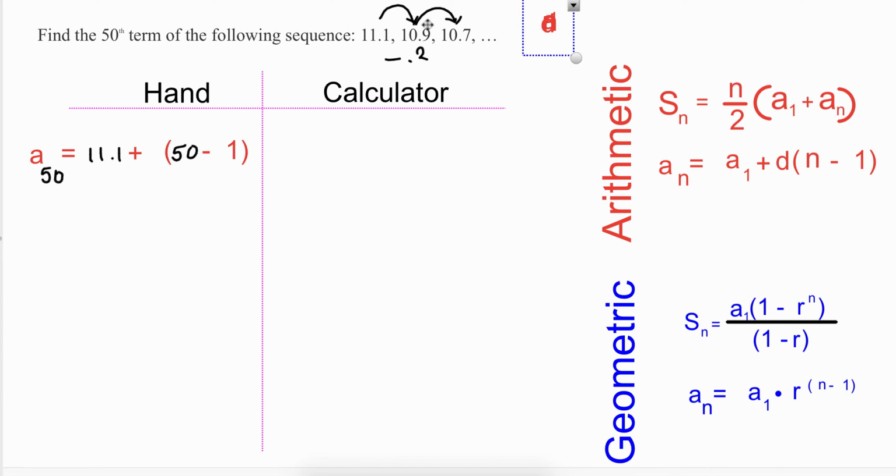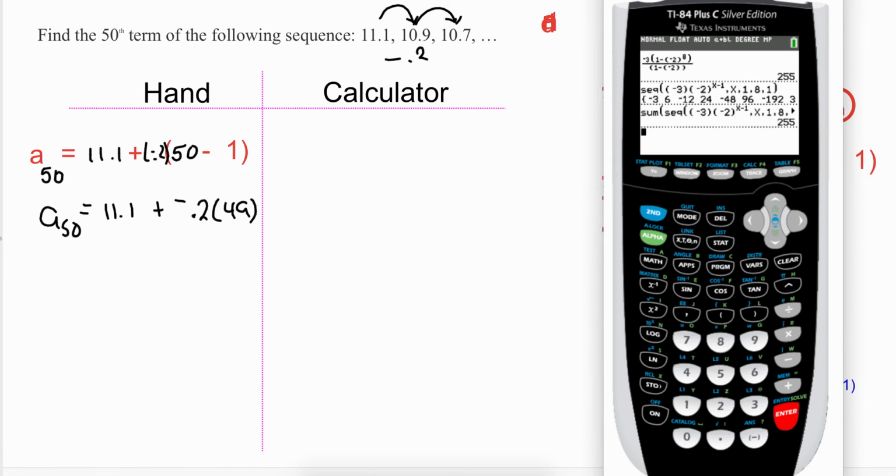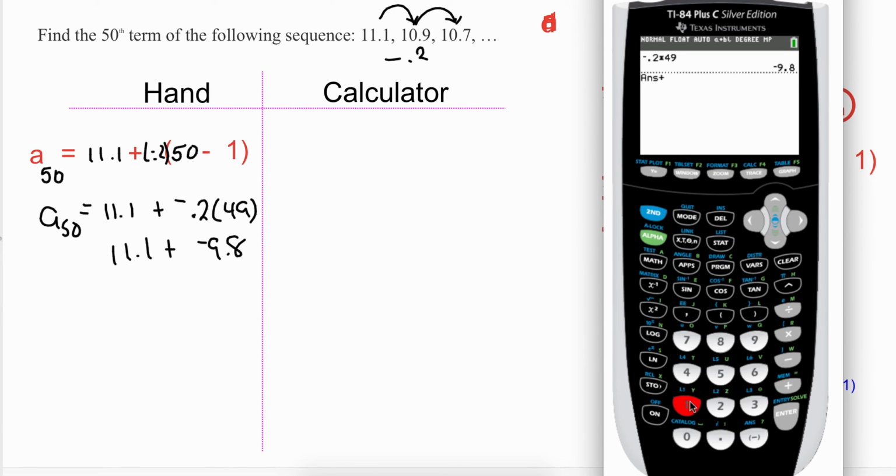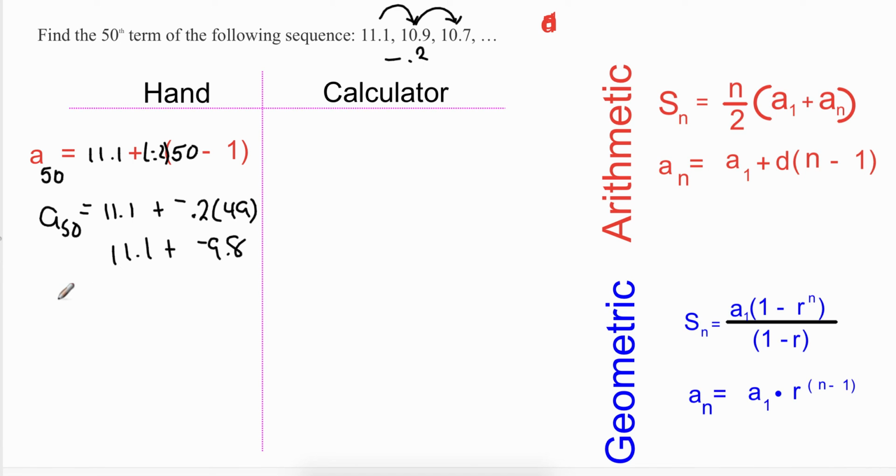Do we know what our difference is? Yep, our difference was -0.2. All right, so the 50th term is 11.1 plus -0.2 times 49. Let's come back over here to our calculator. -0.2 times 49 equals -9.8. And then we're just going to add 11.1 to that. And we say that our 50th term is 1.3. Okay, how would we do that on the calculator?